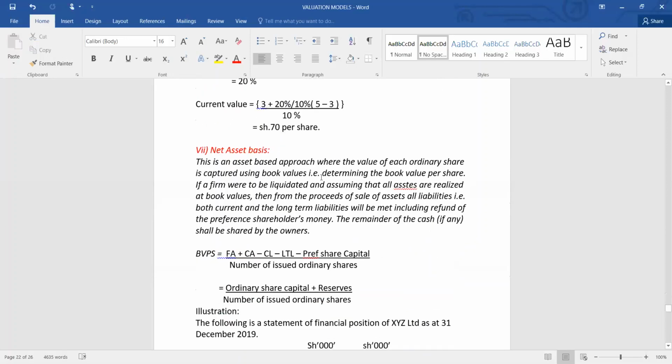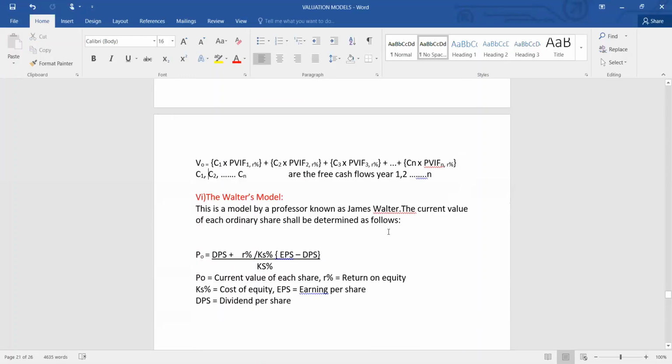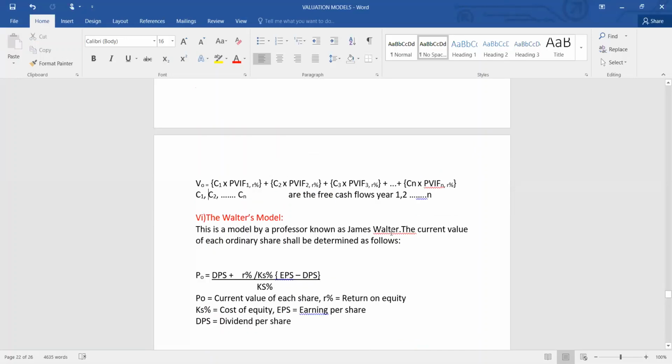When I move on to the topic of mergers and acquisition, I'm going to apply that approach in some of the illustrations which I'll be going through. I've explained what free cash flows are. Once you've established the free cash flows, the rest is discounting. The Walters model is another approach used to value ordinary shares. This is a model by a scholar known as Professor James Walter.